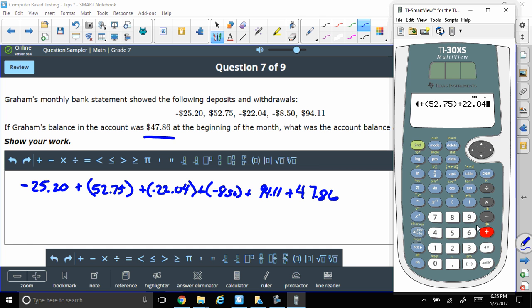So plus, now I'm going to put a parenthesis. Here's my negative 850 and I'm almost done, plus 94.11, and check and make sure you typed in everything right, because I noticed Dr. Rob left out a plus sign there, so go back.